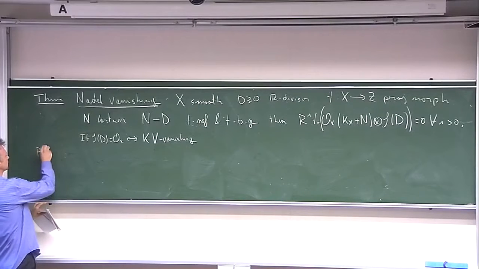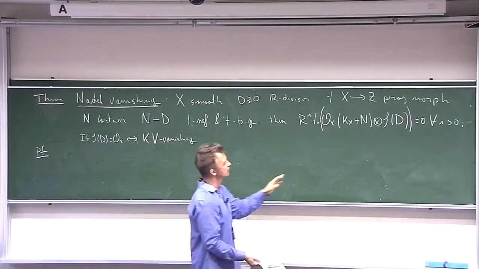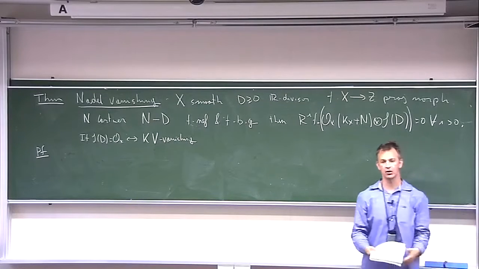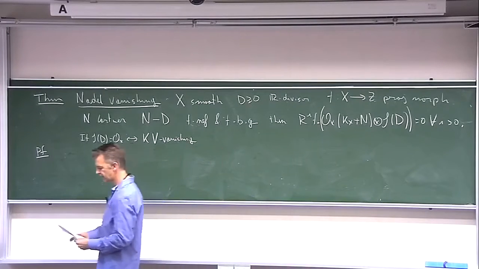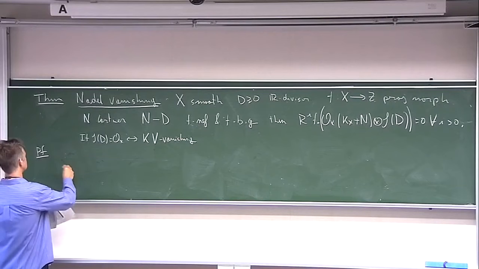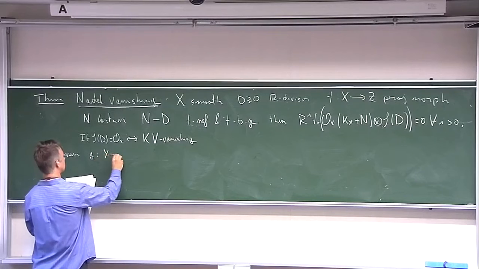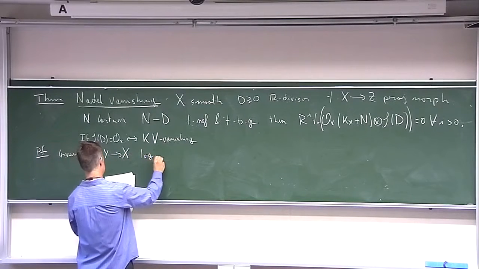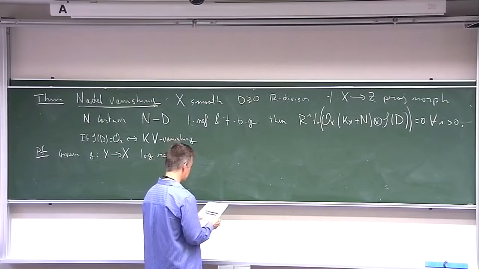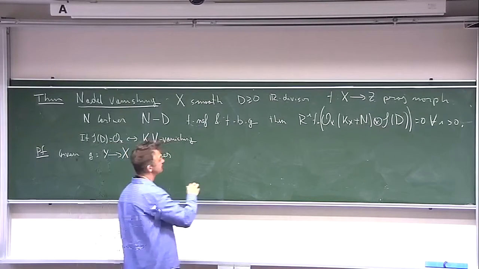So let's prove Nadel vanishing using Kawamata-Viehweg vanishing. How can the proof go? Well, there's a multiplier ideal sheaf here. So in order to make that appear, we necessarily need a log resolution. And so let's try and write down a log resolution, and let's just apply Kawamata-Viehweg vanishing to the log resolution. So let's give ourselves some log resolution of everything inside.